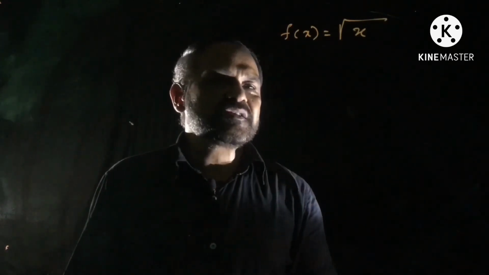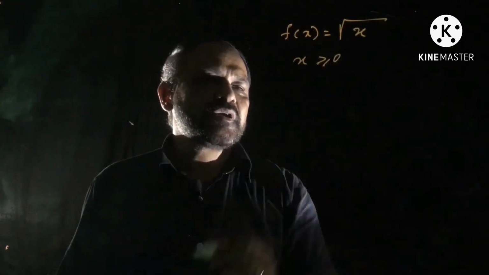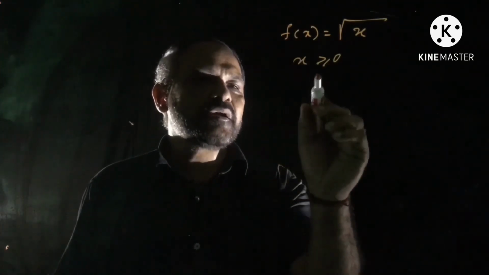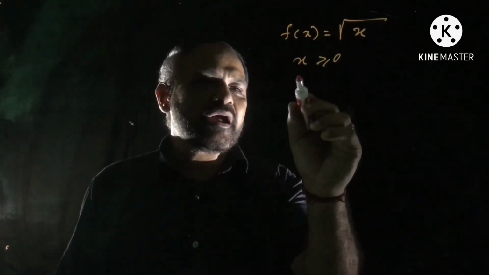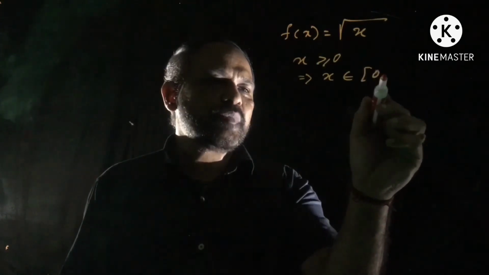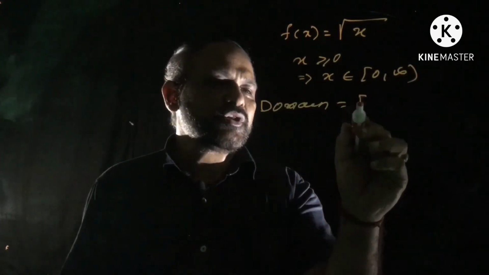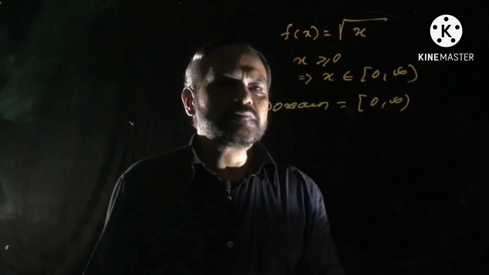Root over x is defined when x is positive. That means f(x) is defined when x is greater than or equal to 0, or we can write x belongs to [0, infinity). The domain of this function is 0 to infinity.